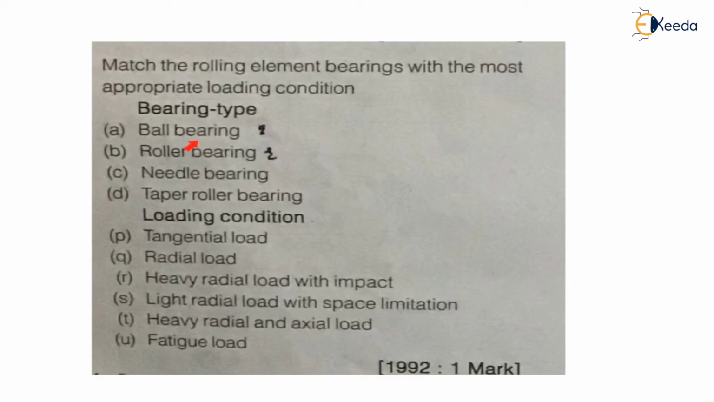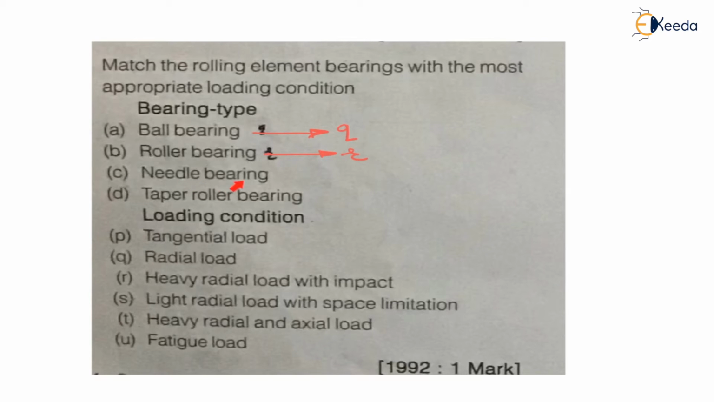The first is ball bearing. My dear students, on a ball bearing generally there is a radial load. We can say option Q is the correct choice for A, right? Then second is roller bearing. For roller bearing there will be a heavy radial load with impact. Whenever there is a heavy radial load with impact, we use roller bearing. Therefore for roller bearing we can say option R is the correct choice.